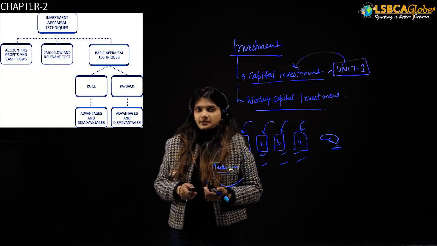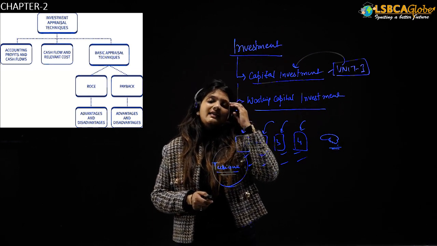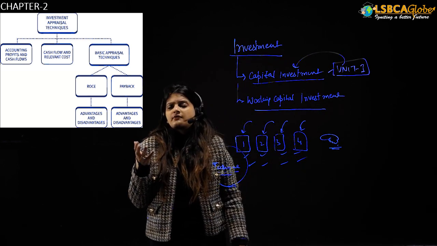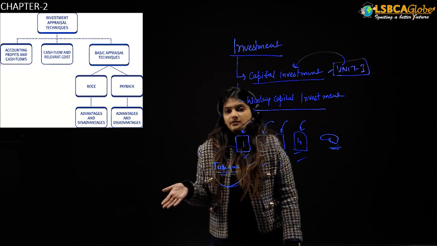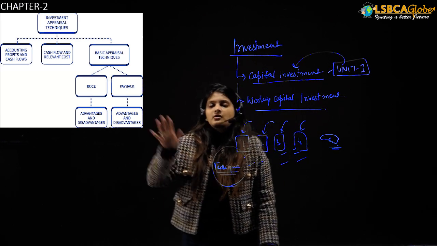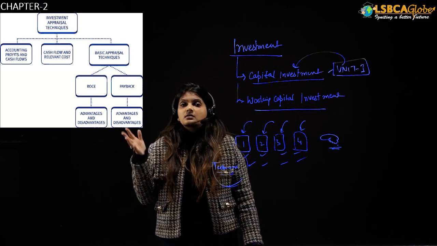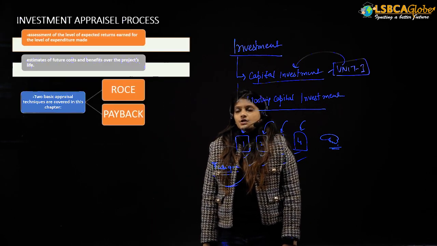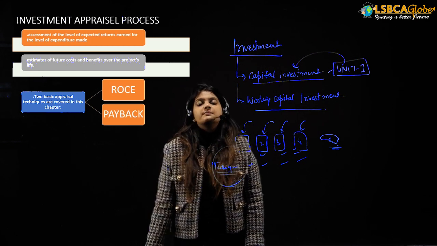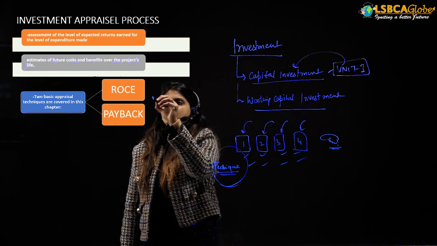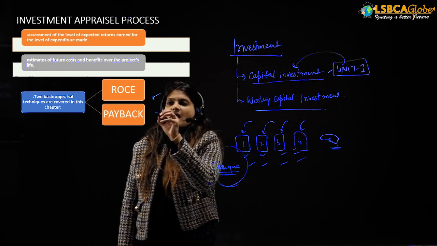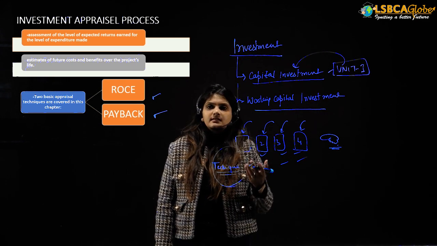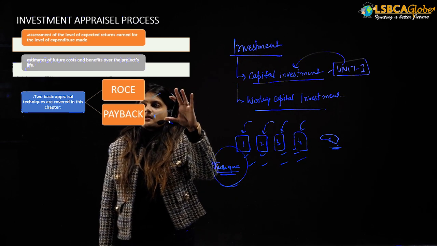Coming on to this particular chapter, we'll be talking about some basic capital investment appraisal techniques. Why have they been named as basic? Because these techniques do not require much evaluation or much data resources to do such evaluation. These are very simple investment appraisal techniques. We have two basic capital investment appraisal techniques in hand. First one is ROCE, return on capital employed. And the second is payback period. We'll be discussing them and their merits and demerits.